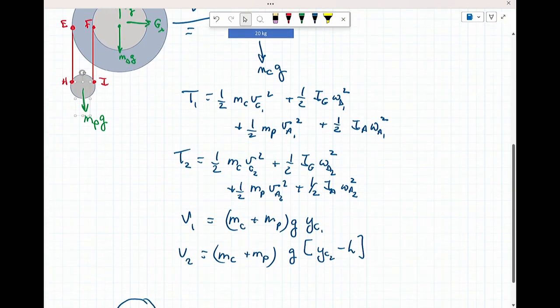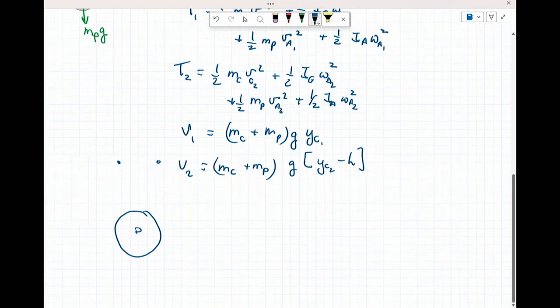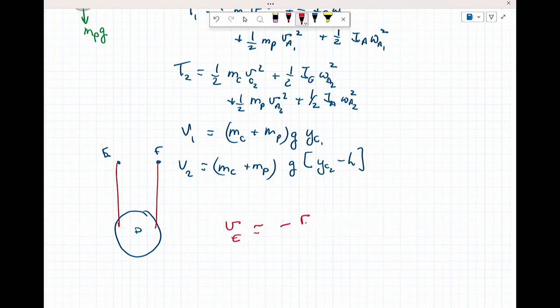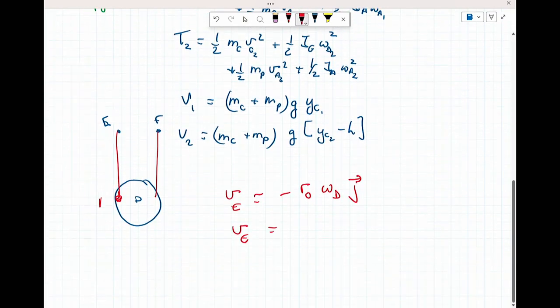So if you recognize E and F, you know that the velocity of E is equal to minus r naught omega d j, and the velocity of E equals the velocity of H and I, because they're both attached to the same belt. So if they're attached to the same belt, they have to have the same velocities.